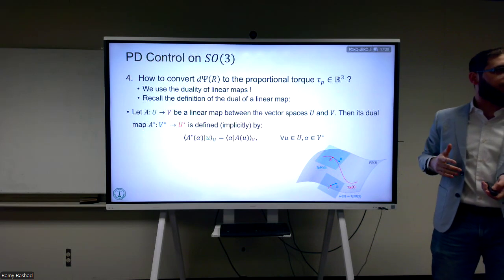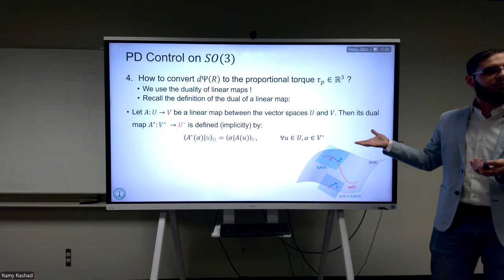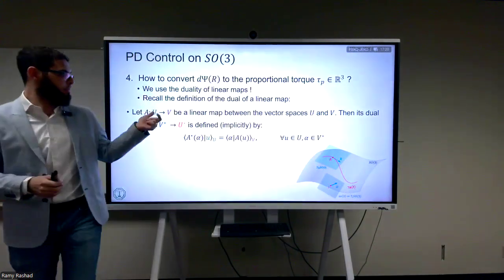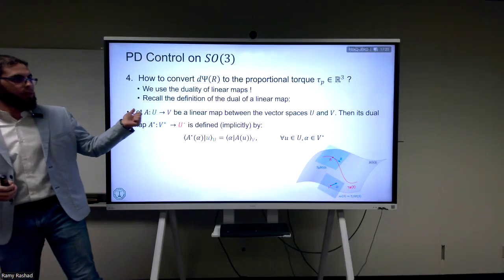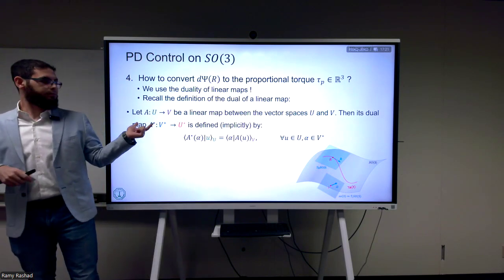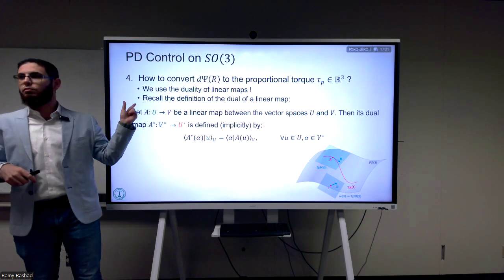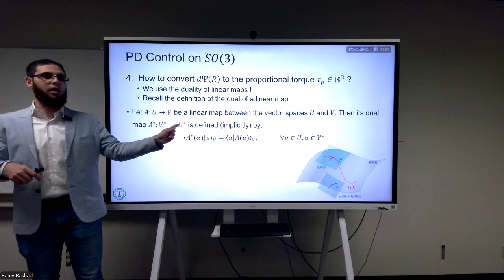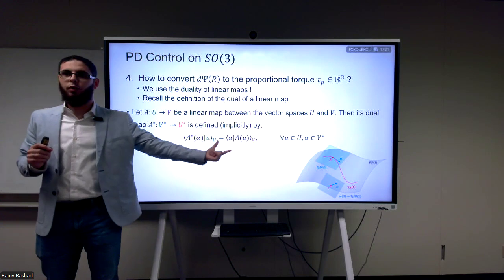So this is just a reminder of what you saw earlier. We discussed it abstractly, but here's the application of it. Given any two vector spaces, U and V, if I have a linear map between them, then the dual of this linear map, we call it A star, goes not from U to V, not from V to U, but from the dual of V to the dual of U. So it goes from V star to U star, and it's defined implicitly by this equation.